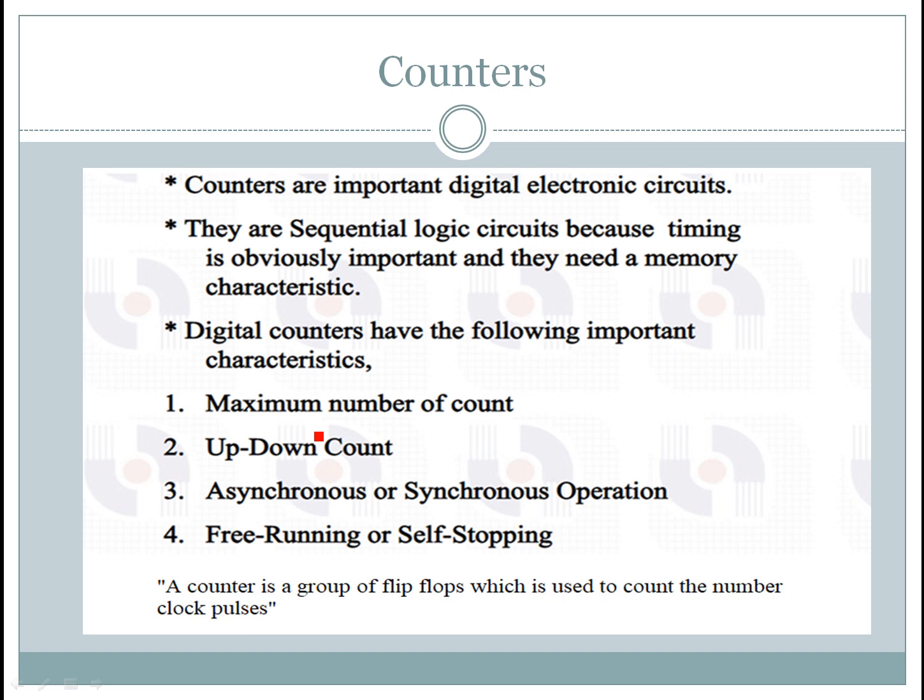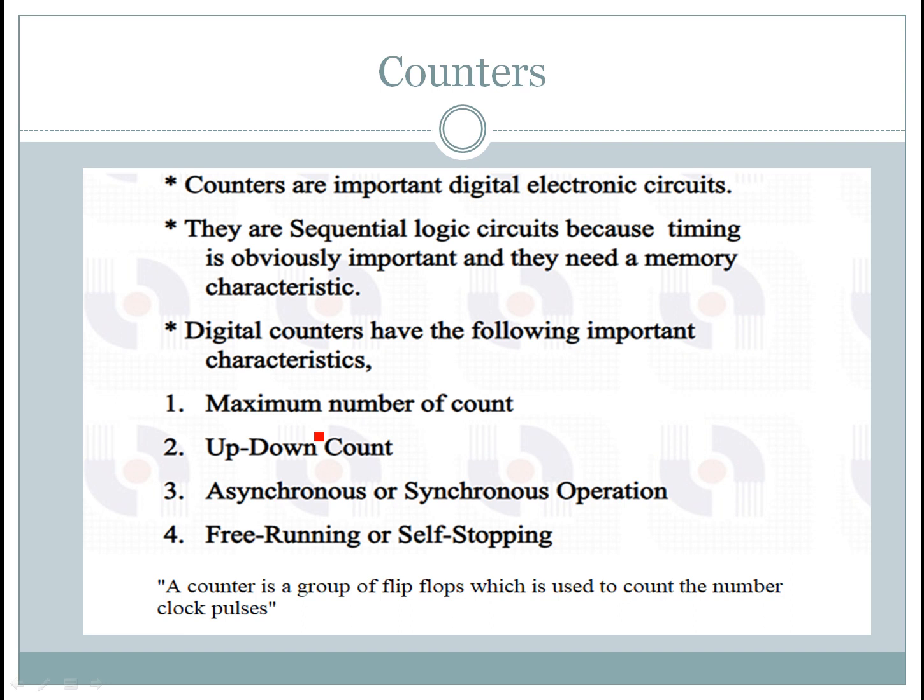This is a very important characteristic because the number of flip-flops required to design a counter is decided by the maximum number of count. So for example, if I want to count numbers from 0 to 7, there are a total of 8 different states and 7 is the 3-bit maximum binary number. So total 8 states, so it requires 3 flip-flops. That means 2 to the power of 3 equals 8.